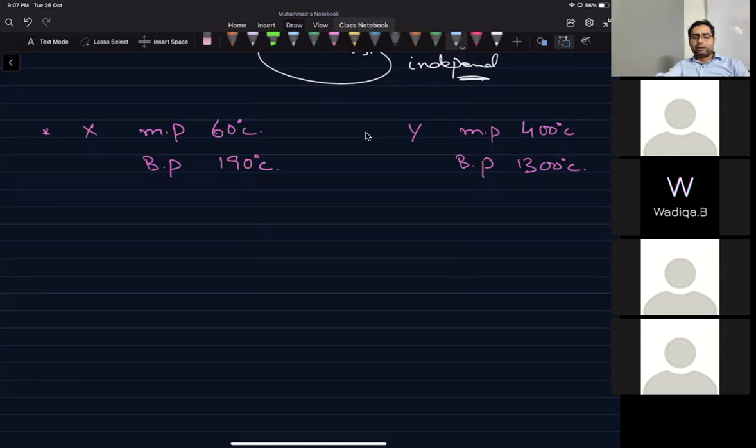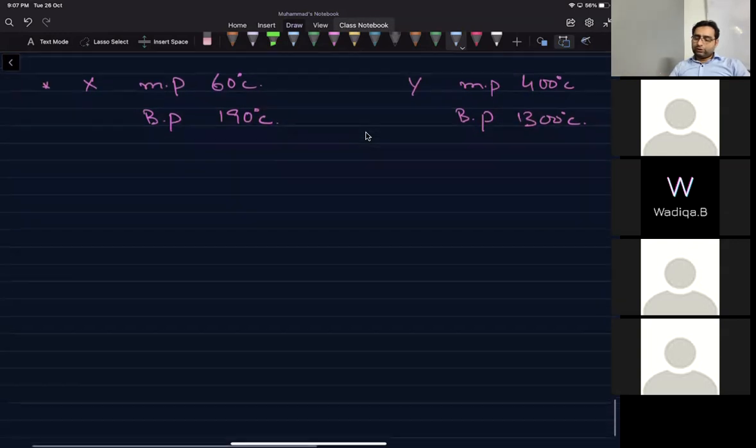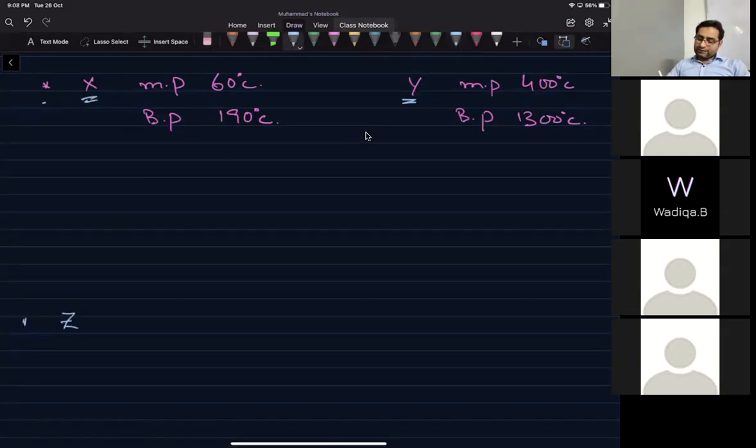They cannot switch the axis because it's understood that the x-axis will have the independent value, and the dependent value, which is temperature, is on the y-axis. Now, draw the heating curve for substances X and Y. And draw the heating curve for this substance Z.